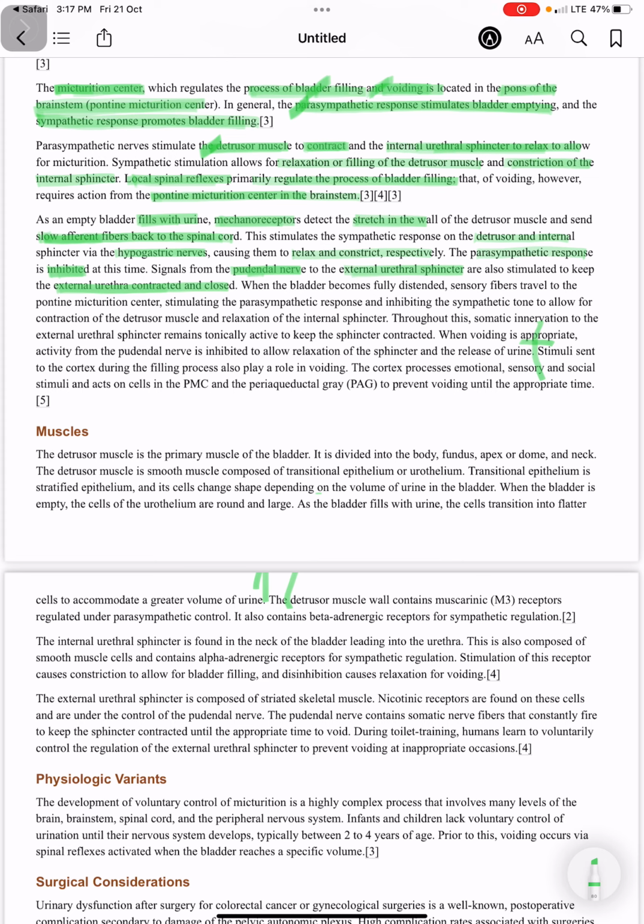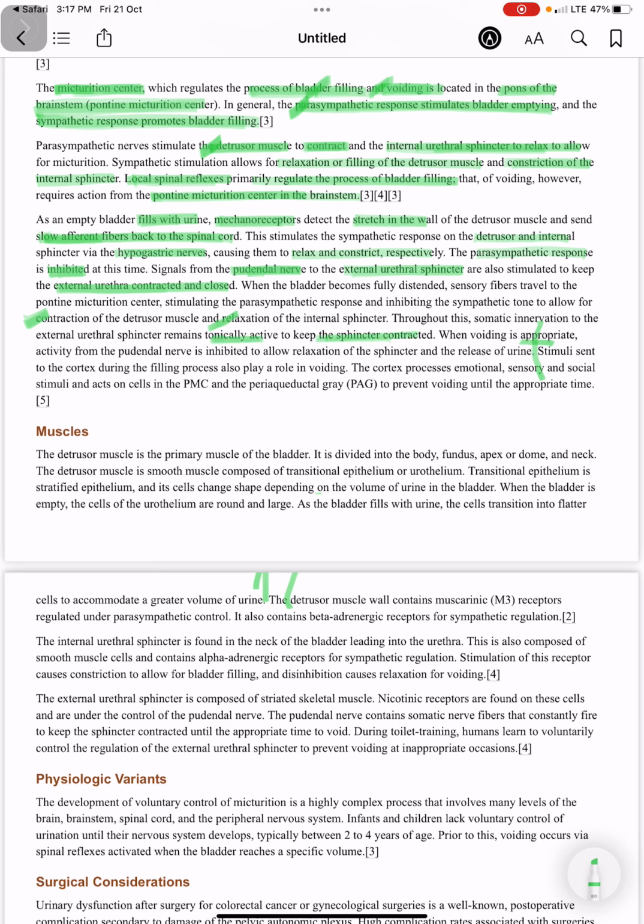So when the bladder is fully distended, sensory fibers travel to the pontine micturition center, and then this parasympathetic response occurs, inhibiting the sympathetic tone to allow for the contraction of the detrusor muscle and relaxation of the internal sphincter. So throughout this, somatic innervation to the external urethral sphincter remains tonically active to keep the sphincter contracted.